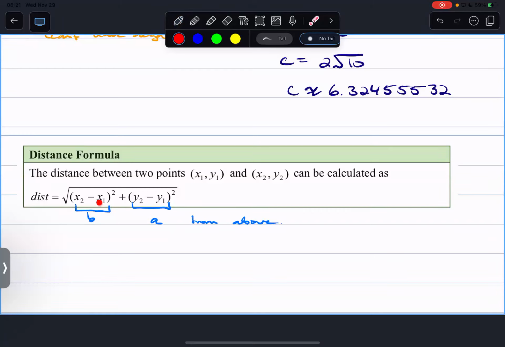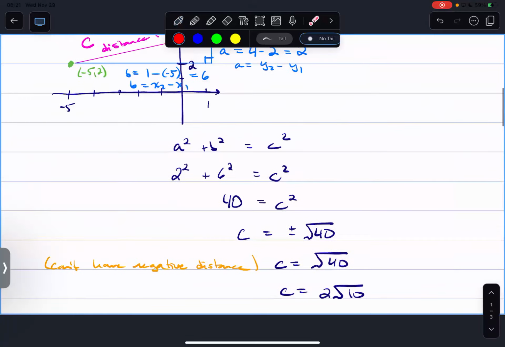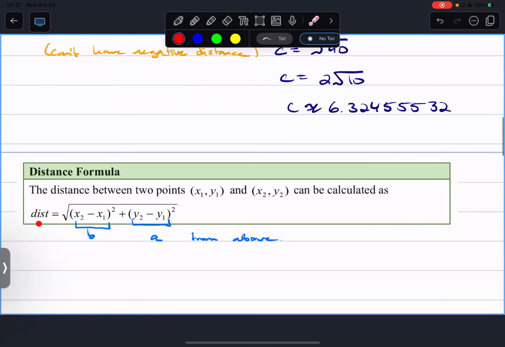The distance between the x's and the distance between the y's, square those, add them up. That's what we did here. Take the distances, square them, add them up, take the square root. We say, okay, ditch the negative because it's not of interest to us, and then we have the distance.